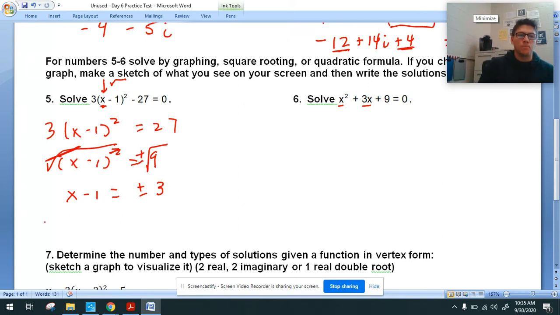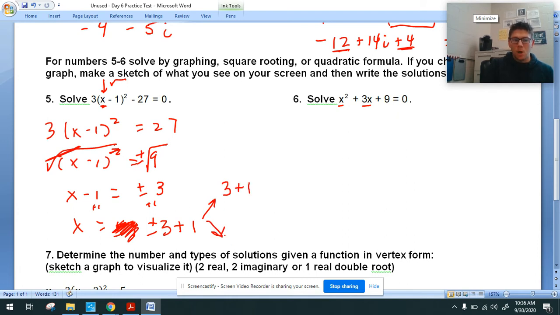But here's the thing. When you add 1, it does not become plus or minus 4. That's where you have to be careful. It becomes plus or minus 3 plus 1. So how do you interpret that? 3 plus 1, -3 plus 1. So my two answers: 4 and -2. So those would be our two solutions to number 5.